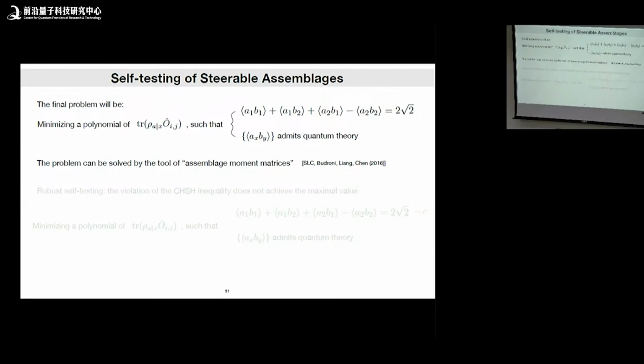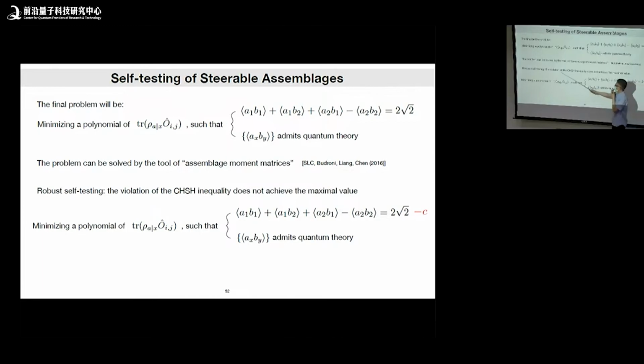And we further consider a more general situation where a violation of the CHSH inequality does not achieve the maximal value, which we call robust self-testing. Then the problem becomes similar: we minimize the polynomial of these terms under the constraint that the CHSH inequality is a little departed from maximal quantum violation, and this correlation should also admit a quantum theory. So basically, these two problems are similar, but in a robust scenario, we can even consider that the violation does not achieve the maximal quantum violation.